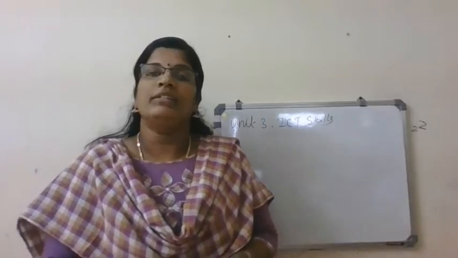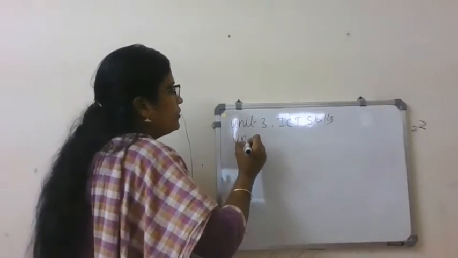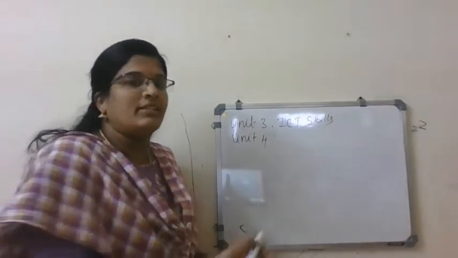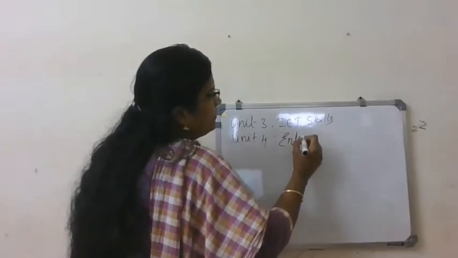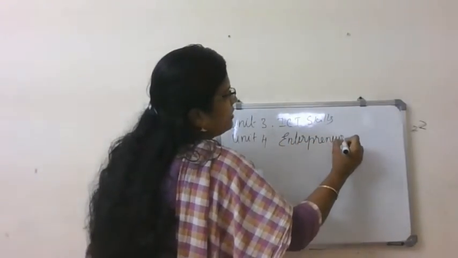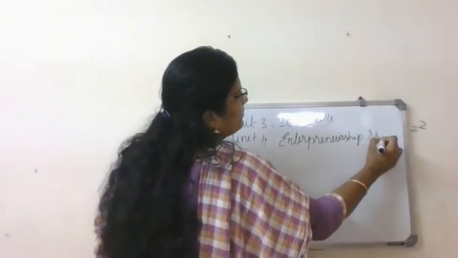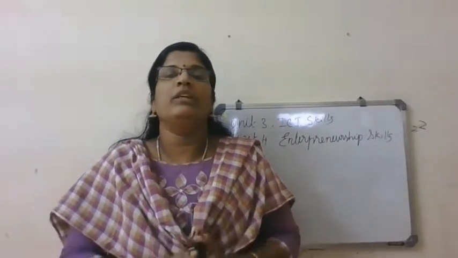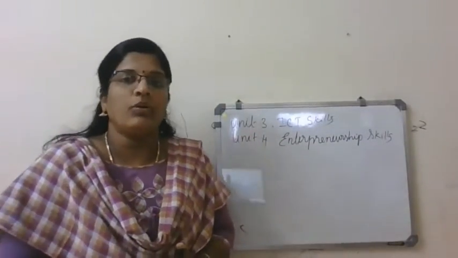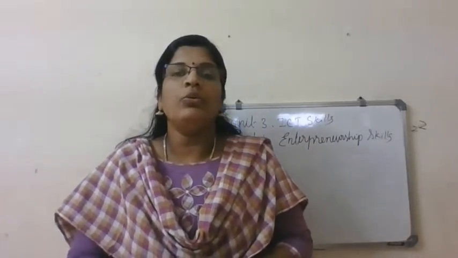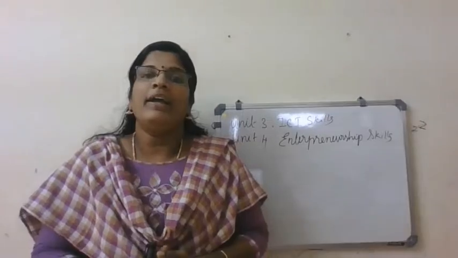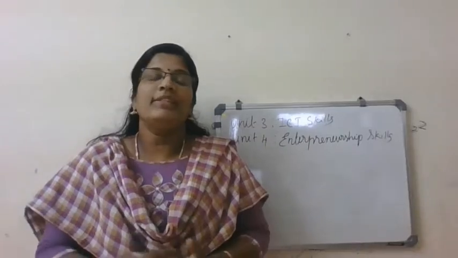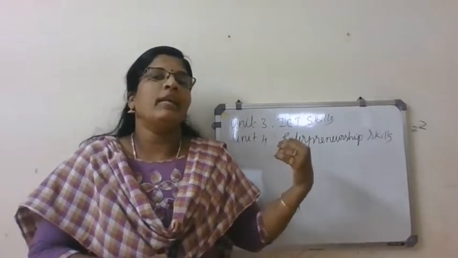Then we studied chapter 4, that is Unit 4. Do you know the name of Unit 4? Yes, it is entrepreneurship skills. In this chapter, we studied about the difference between a normal businessman and an entrepreneur. An entrepreneur is the one who has his own ideas, and he satisfies his customers' needs by taking complicated risks. He's called an entrepreneur. And we studied in detail about entrepreneurship.